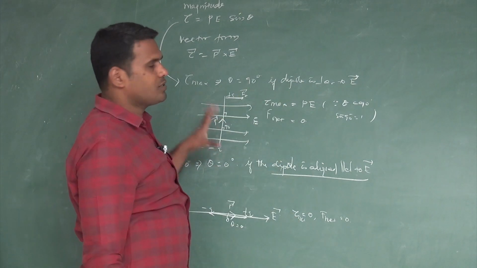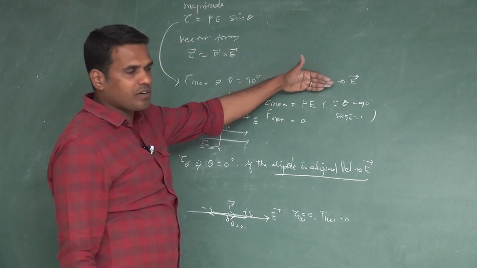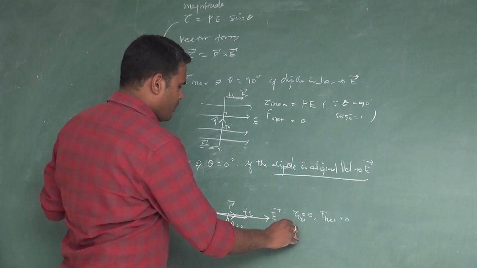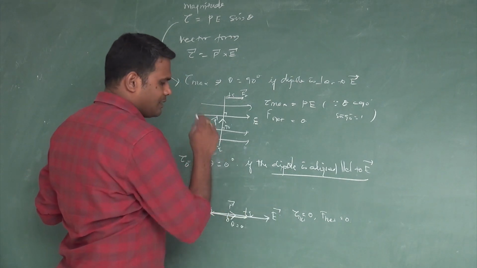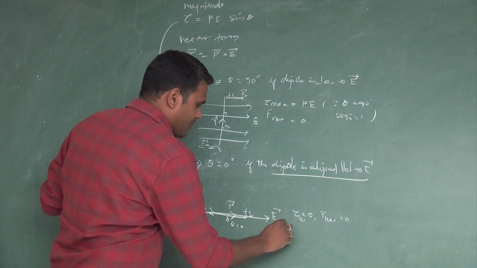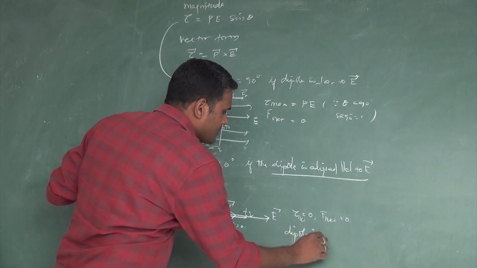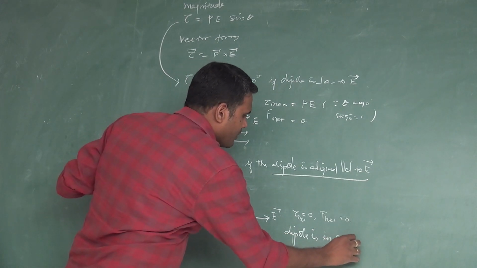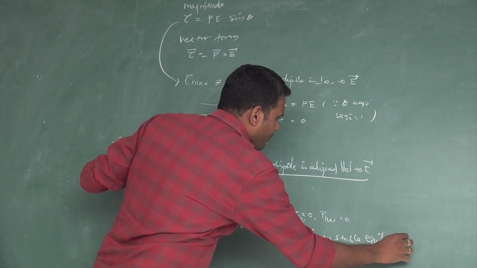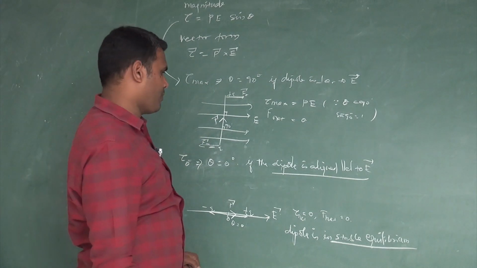is 0. Net force is 0, but there will be a maximum torque when the dipole is aligned perpendicular to the electric field. And we can say here this dipole, when it is aligned along the direction of electric field, is in stable equilibrium.